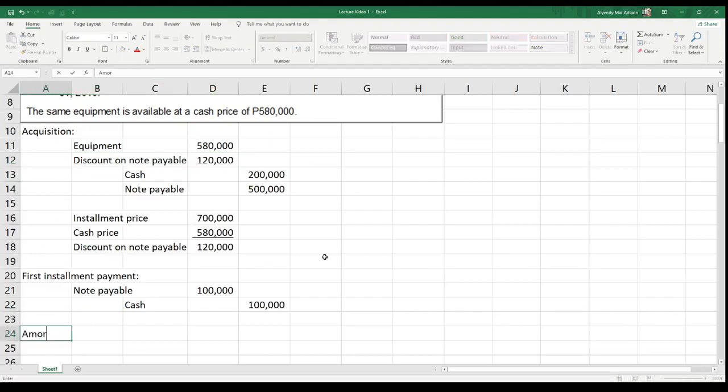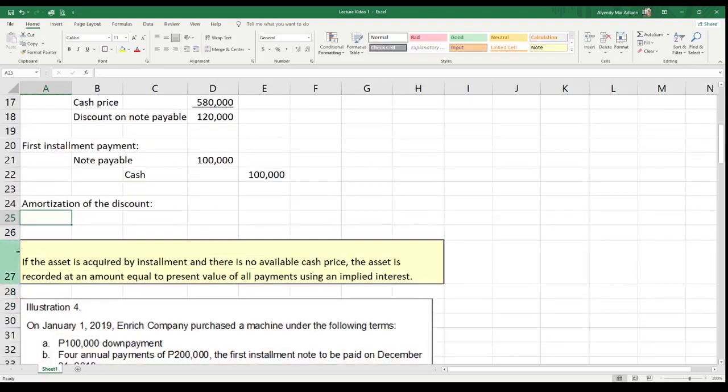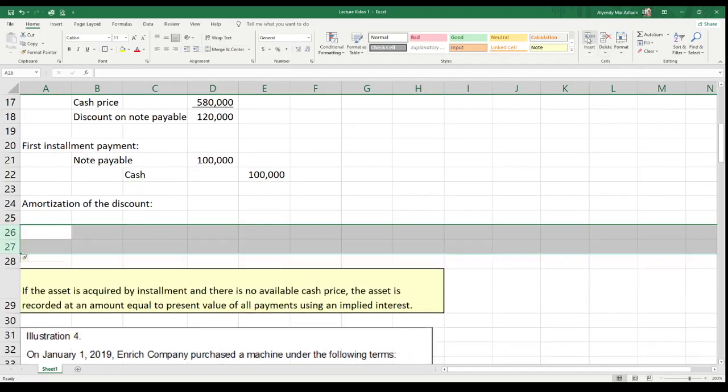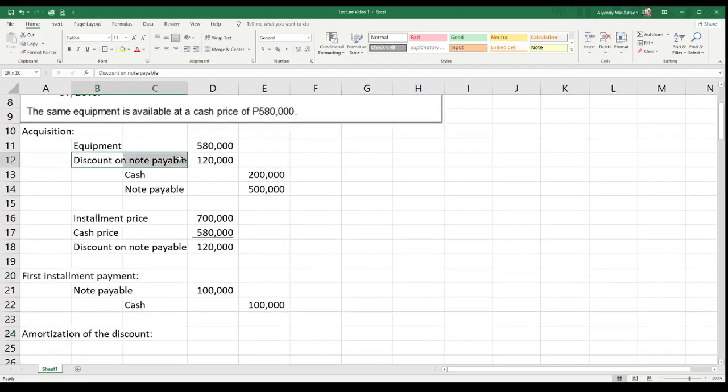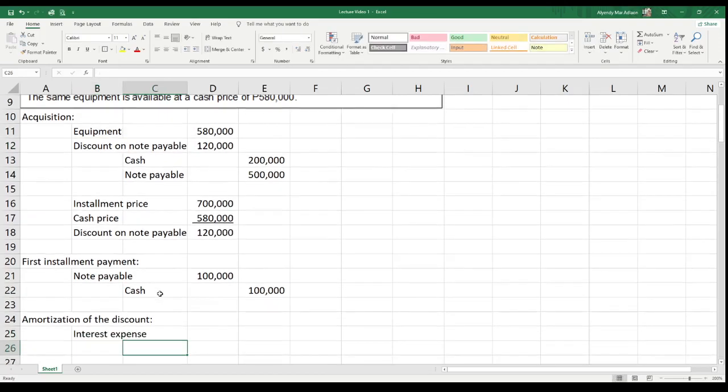Okay? So, amortization of the discount. Okay? Or the discount on note payable. So, to amortize, what will be the journal entry? Now, since take note, this is a debit. So, if we amortize it, we will reverse it because this will now be converted into an interest expense. So, that would be a debit to interest expense and credit to, as earlier, discount on note payable.